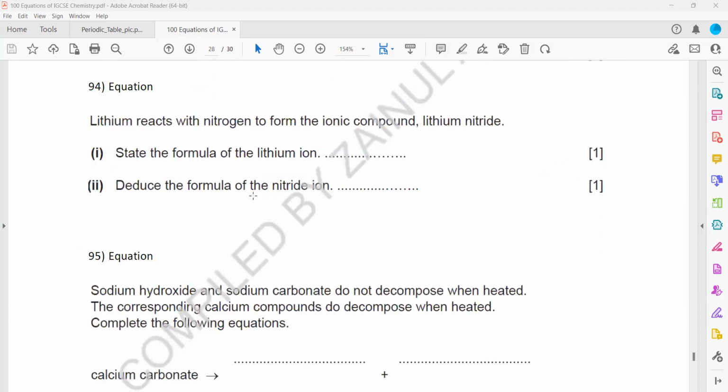Lithium reacts with nitrogen to form an ionic compound, lithium nitride. State the formula for the lithium ion. What is the formula of the lithium ion? So Li+, Li+ because of group 1. And what is the formula for the nitride ion? Nitrogen is group 5, so 3-, that's why.